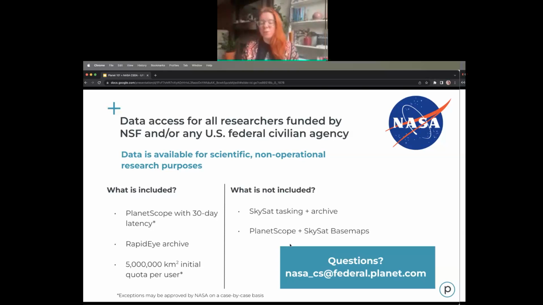Right now, the agreement does not include any SkySat tasking or archive access, and it doesn't include access to our basemaps, which are our cloud-free mosaics of the best quality images over a specified time period. If you have any questions about the program or getting set up, or if you have an account, you have questions, our email where you can reach myself and JJ, who is on the line here as well, is nasa_cs@federal.planet.com.